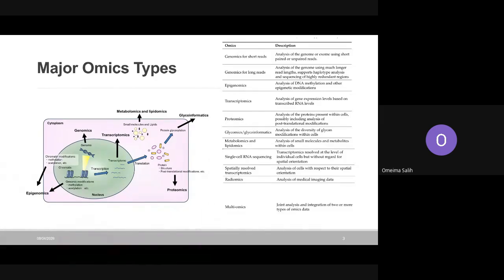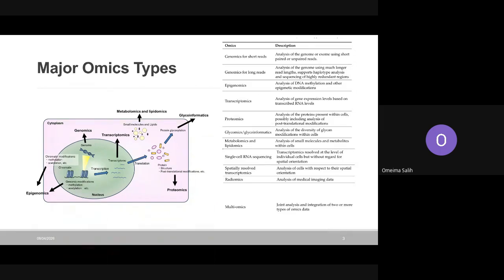Another type of omics is epigenomics. Epigenomics is the analysis of DNA methylation, for example. These are epigenetic modifications that take place after the DNA replication within the cells. Transcriptomics is another type of omics, and it's the analysis of gene expression. That means you are studying the messenger RNA and its transcription, frequency, type, and mutations. All these are part of transcriptomics.